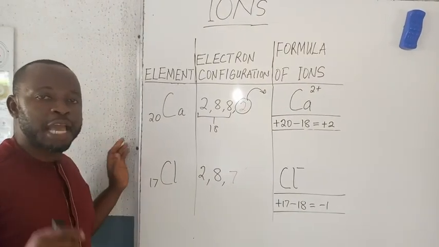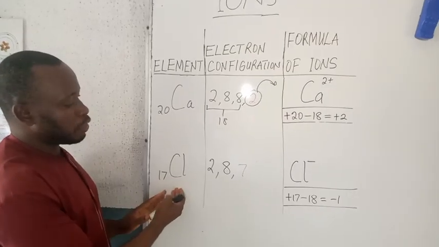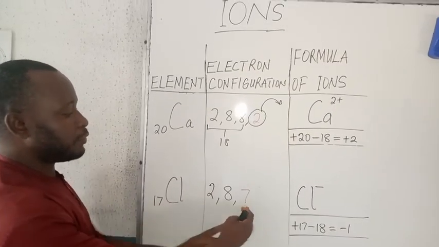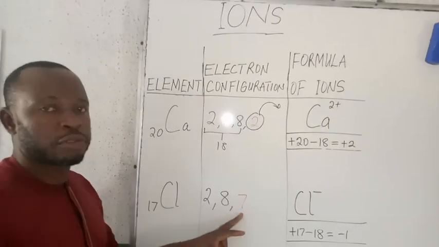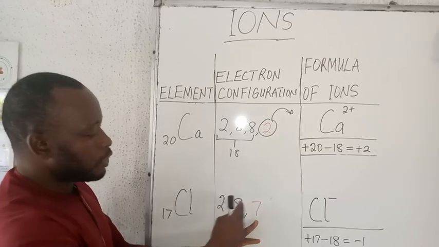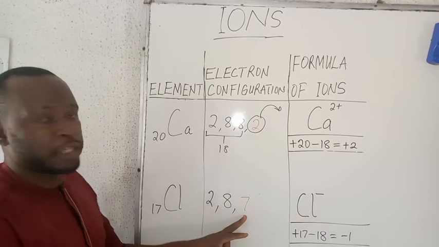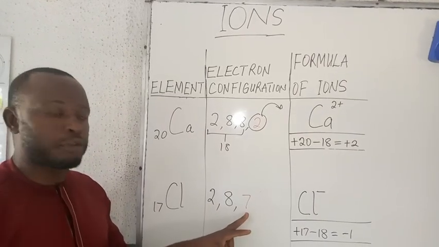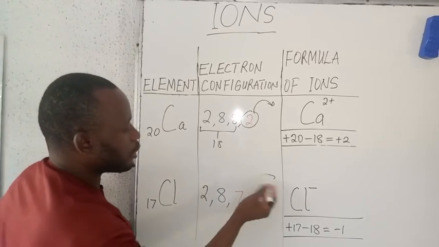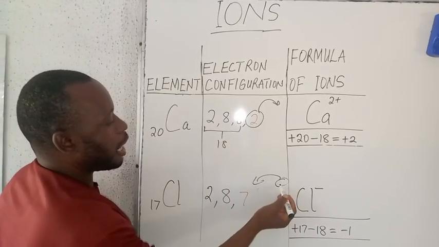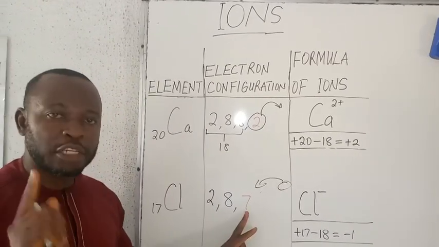What if the element is a non-metal, like this chlorine here, whose electron configuration is 287? During chemical reaction, is it going to lose these electrons? No. See here, it has more valence electrons. It has electrons in the outermost shell. There are many. So it's going to gain some electrons from outside. How many electrons is it going to gain? It's going to gain just one electron.